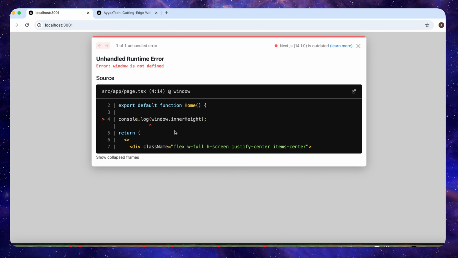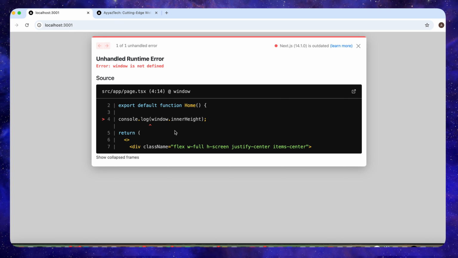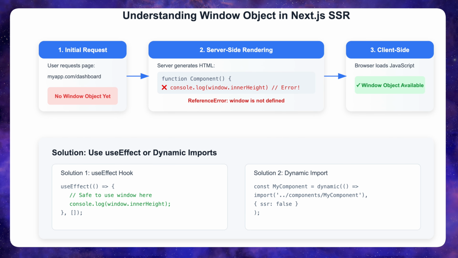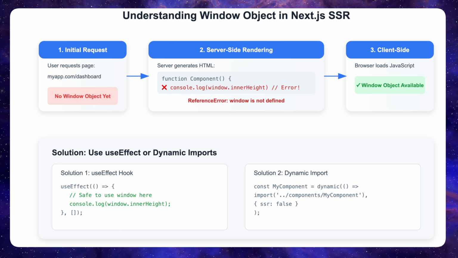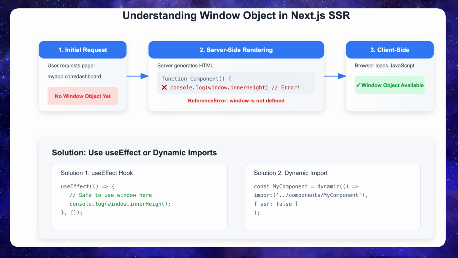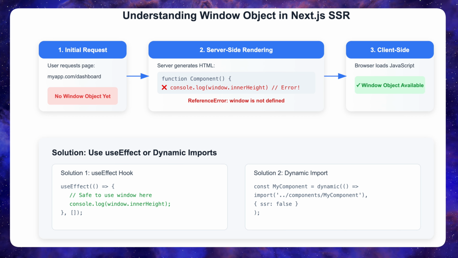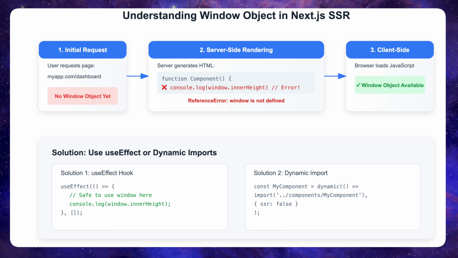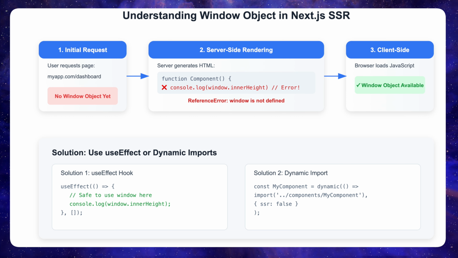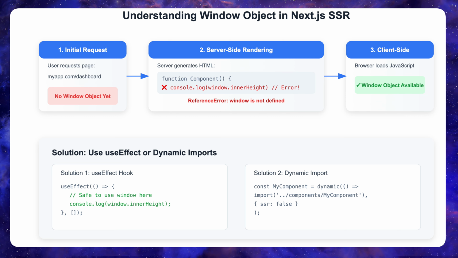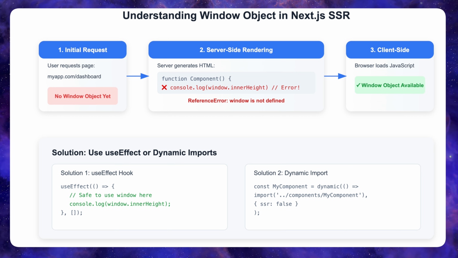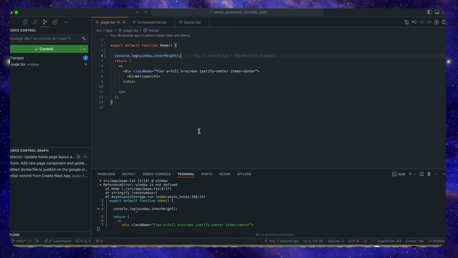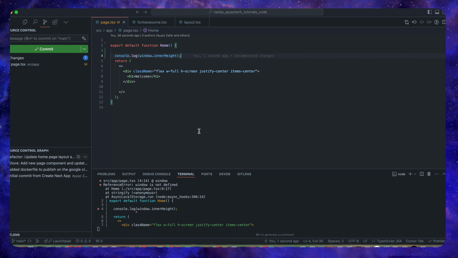This error occurs because Next.js uses server-side rendering (SSR), and this is how the process works. When a user requests your page, Next.js first renders it on the server. The server doesn't have access to browser-specific objects like window. Then the page loads in the browser, client side. Finally, the browser has access to the window object. And when it is rendering on the server, there is no access to browser-specific objects like window, so it will immediately throw the error that window is not defined.